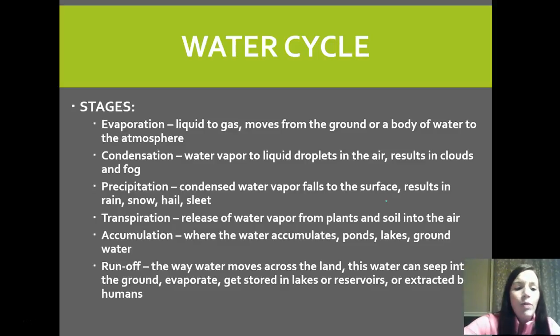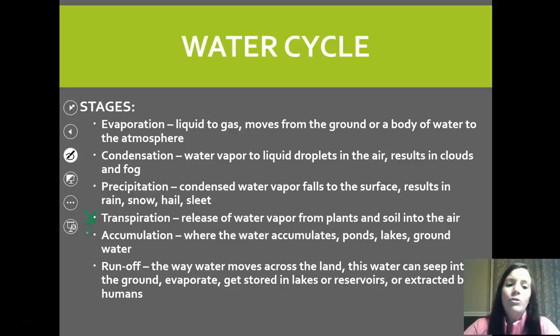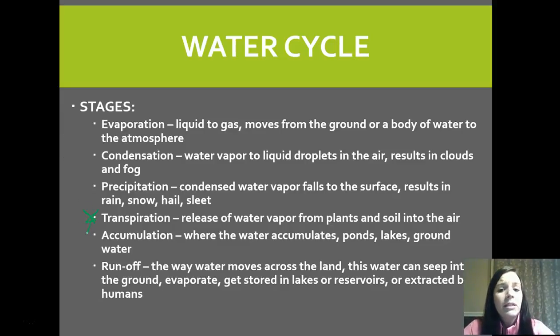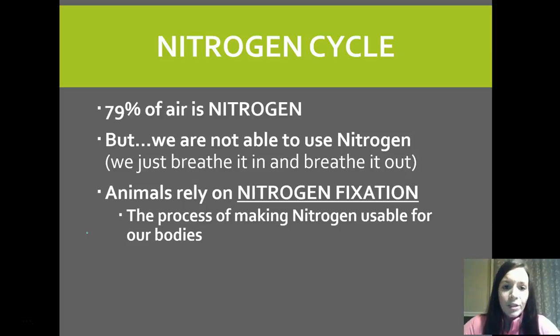We also have transpiration. This is probably one of the new terms for you, and this is the release of water vapor from plants and soil into the air. There's also accumulation, which is ponds, lakes, and groundwater, where that precipitation sits after it rains. And then there's runoff, which is the way the water moves across the land. This can go into the ground, can evaporate, it can get stored in lakes, or it can be extracted by humans. The third cycle we're going to talk about is the nitrogen cycle.